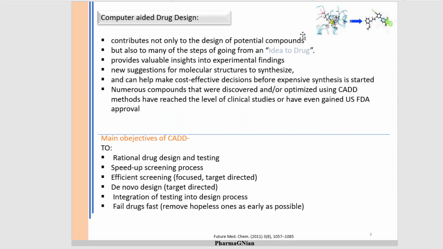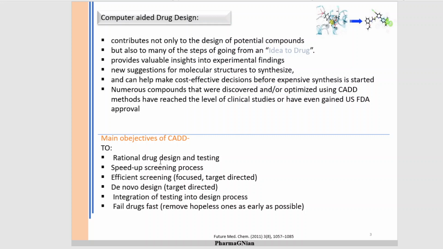Here is the slide to explain CADD. CADD represents the computational methods and resources that are used to facilitate the design and discovery of new therapeutic solutions for particular diseases. Computer-aided drug design contributes not only to the design of potential compounds but also to many of the steps of going from an idea to a new drug. It also provides valuable insights into experimental findings, and these are the importance of CADD.